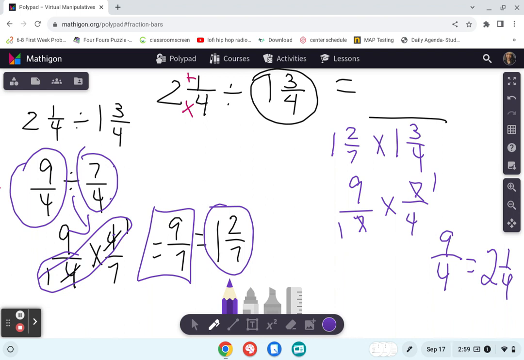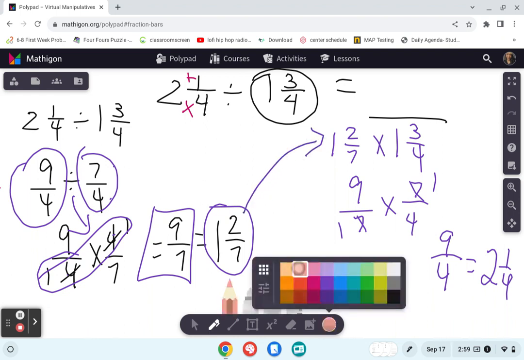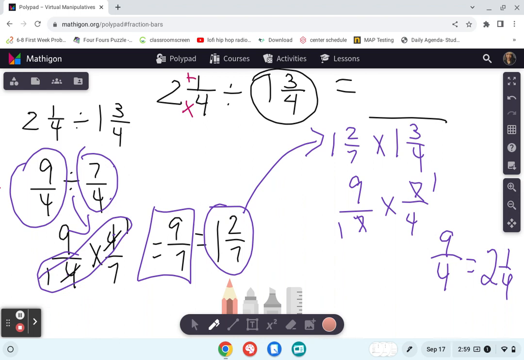And then I said, well, let me plug that back in with my divisor. And I said 1 2/7 times 1 3/4. So I made this an improper fraction because I want to multiply. So 7 times 1 is 7 plus 2 is 9. So that became 9/7. And then 1 times 4 is 4 plus 3 is 7. So that became 7/4. So now I had 9/7 times 7/4.